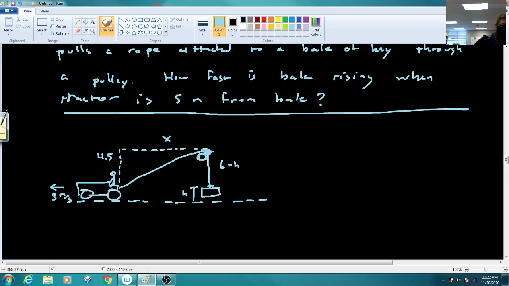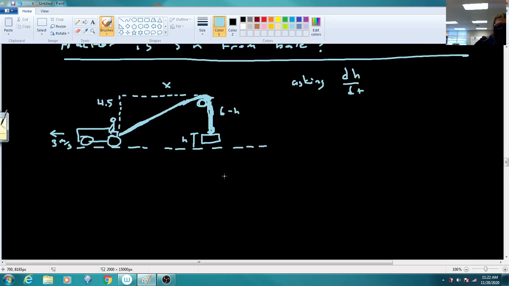So we need to figure out what relates. We're trying to figure out how fast the hay bale is rising, which is asking us for dh dt. They gave us dx dt and they gave us x. So we need to figure out how to relate this x over to this h. I'm going to look at the length of the rope. If I can build an equation for the length of the rope, then that'll relate everything to everything else.